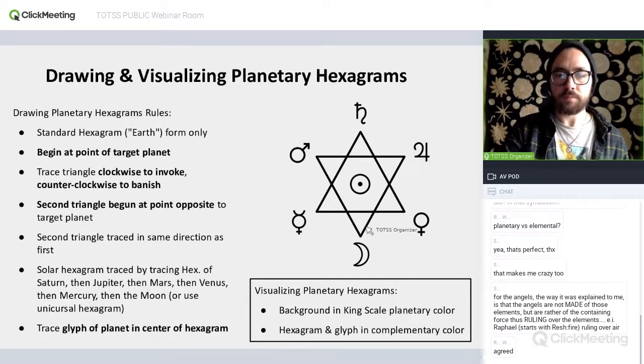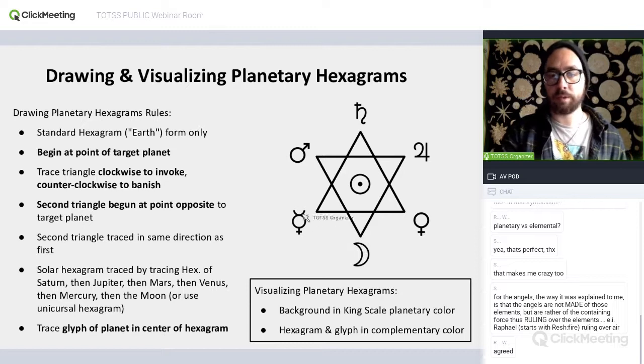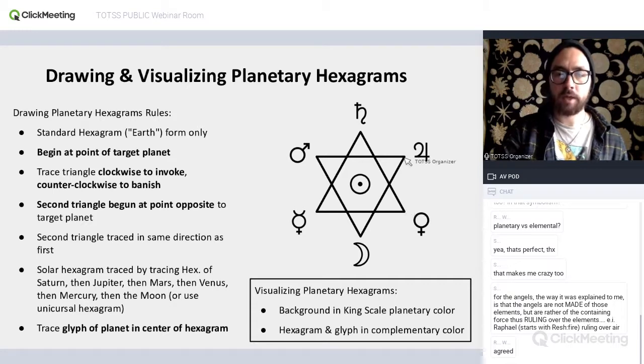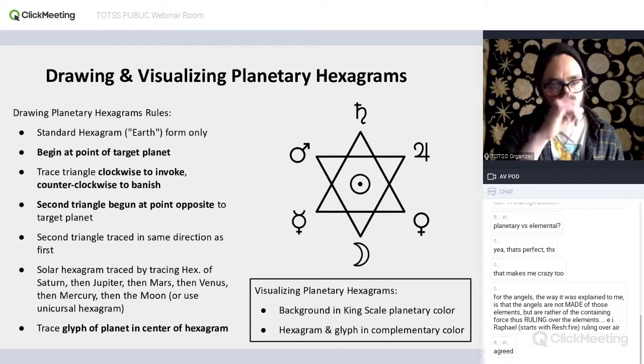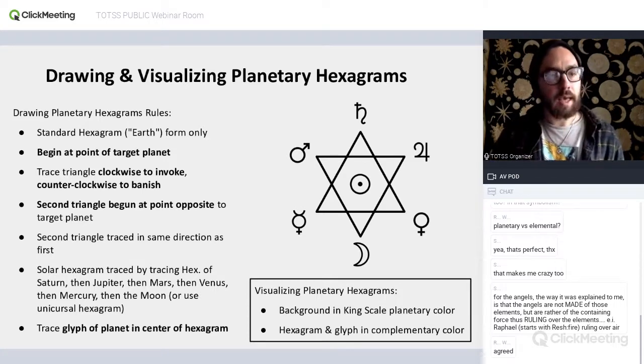and trace another clockwise triangle. If you're working with Mercury, you'd start here and trace a clockwise triangle if you're invoking. And then you jump to the opposite point and trace another clockwise triangle. So actually really simple. The second triangle is traced in the same direction as the first.